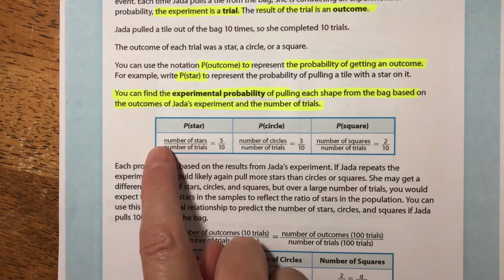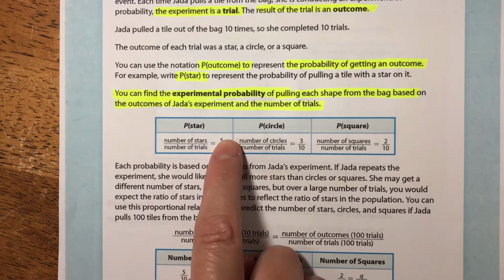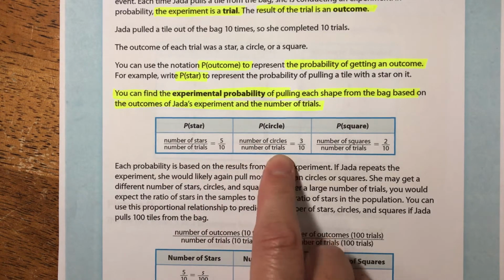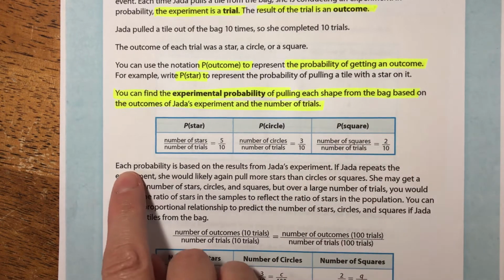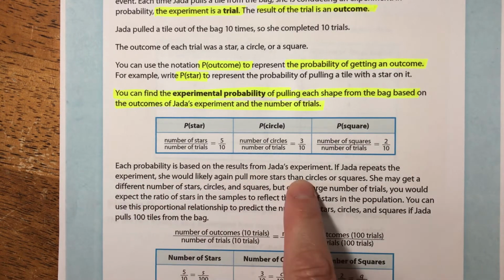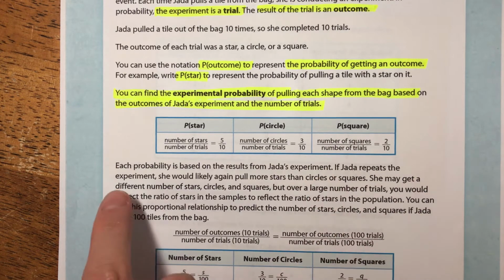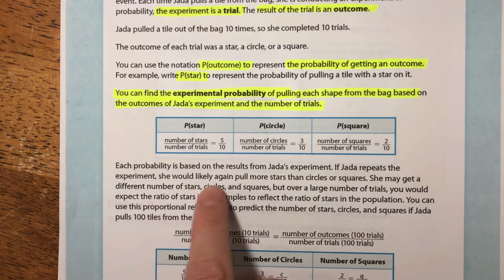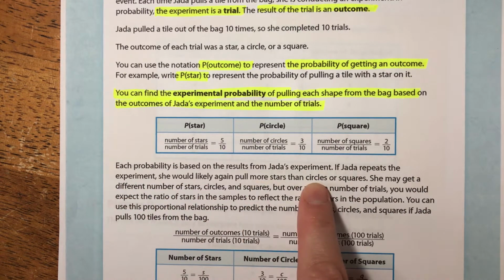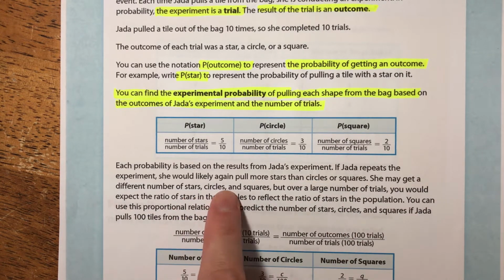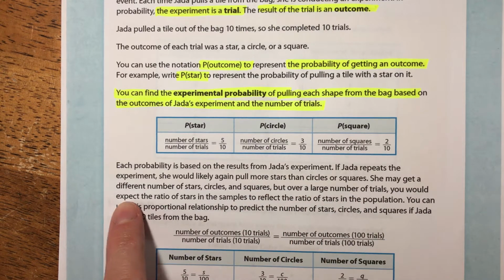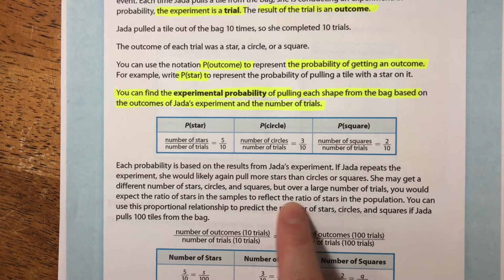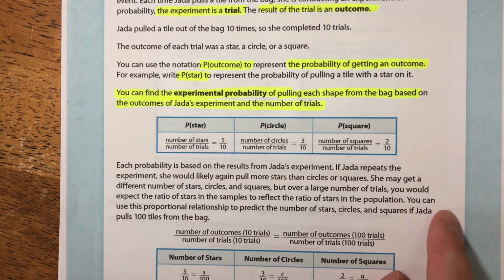Okay, so we took the number of stars over the number of trials, right? 5 out of 10. Number of circles over the number of trials, 3 out of 10. And for the square, 2 out of 10. Each probability is based on the result of Jada's experiment. If Jada repeated the experiment, she would likely pull more stars than circles or squares. She might get a different number of stars and circles and squares, but over a large number of trials, you would expect the ratio of the samples to reflect the ratios in the population.